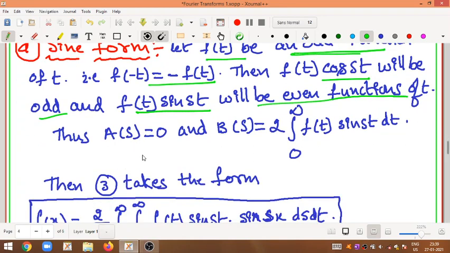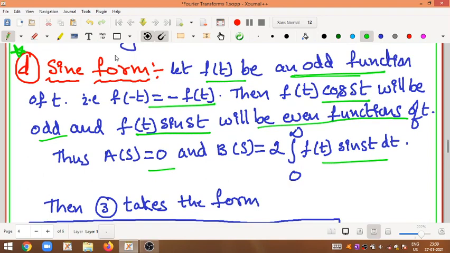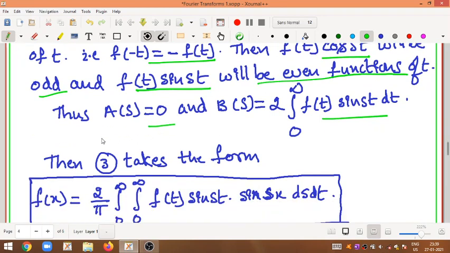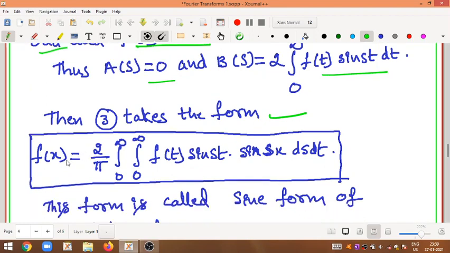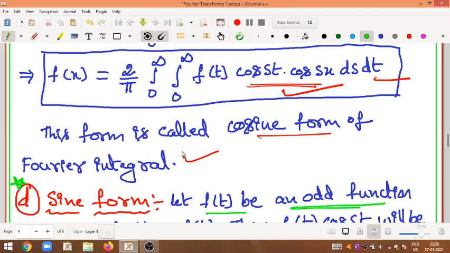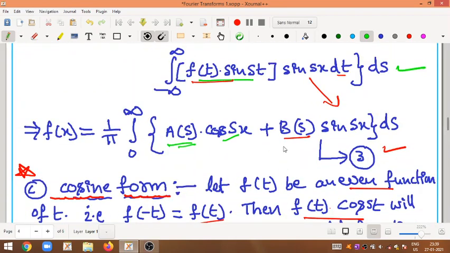So as is equal to 0, and bs is equal to 2 times the integral 0 to infinity f of t into sin st. That's why this is the reverse form of the cos form. The sine form is the reverse form of the cos form. Briefly, equation 3 takes the form f of x is equal to 2 by pi into integral 0 to infinity. See here, equation 3.